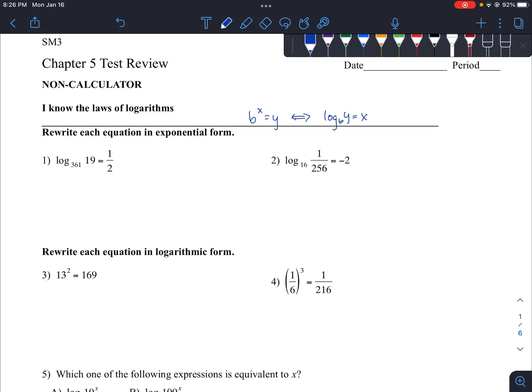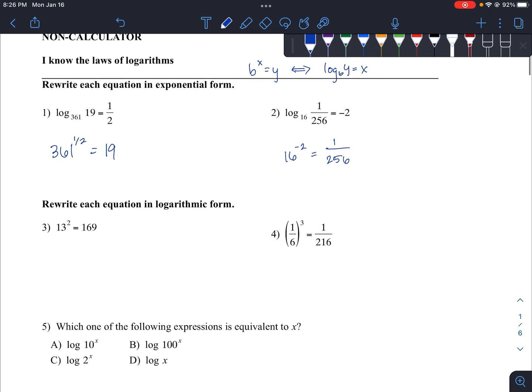So here I have 361 as my base. That'll be the base of my exponential. My exponent will be 1/2, and it will be equal to 19. And then for number 2, 16 is the base. The exponent would be -2, and it would be equal to 1 over 256.